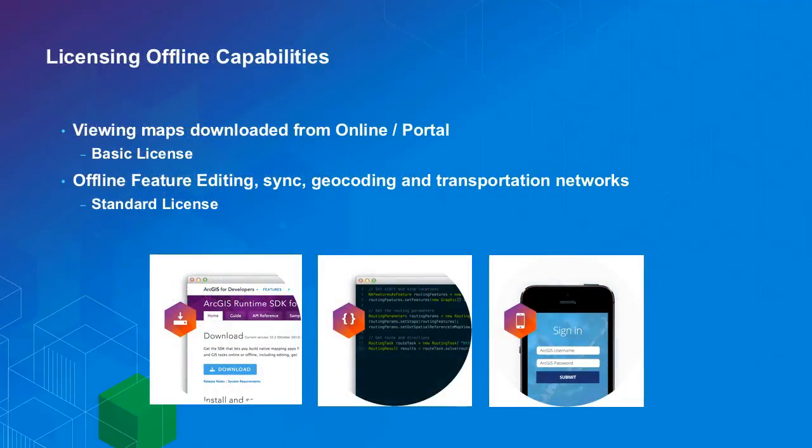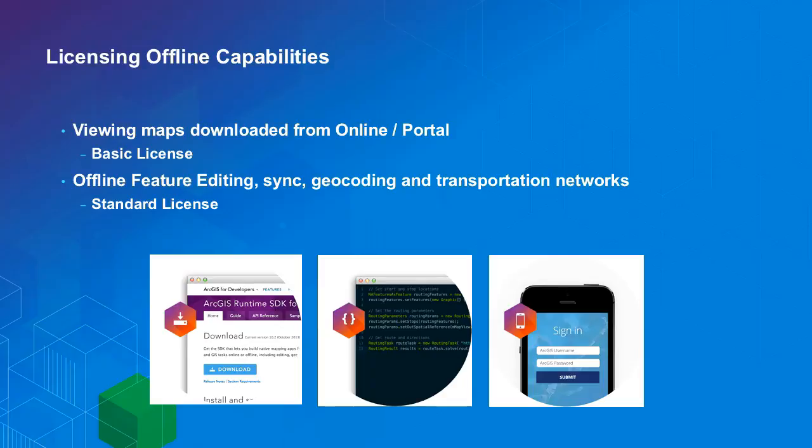So when it comes to licensing, today there are 2 license levels in the runtime. There is the basic license, which is a no-cost deployment, and then there's the standard license, which has a cost associated with it. With the basic license, you can view maps and download content from online or portal. That content can be raster basemaps or features, and you can view it online or offline for no cost. If you want to start editing that content, that's when you need a standard license for the runtime. Or if you want to do geocoding or networking disconnected, you need a standard license.